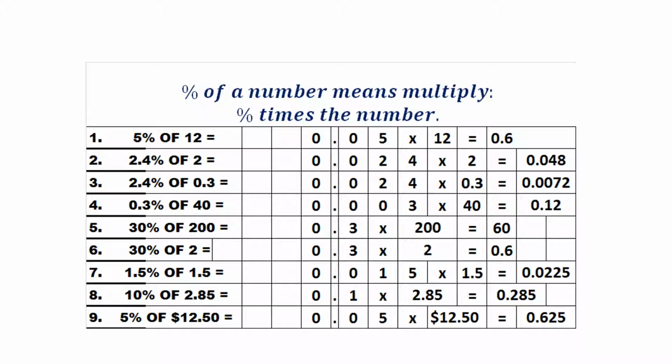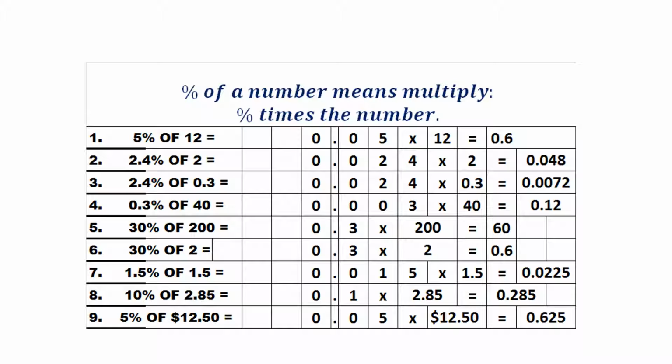Percent of a number means multiply. Percent times the number. Now, I got 9 problems. In the first, we're going to do 5%, 2.4%, 0.3%, 30%, 30%, 1.5%, 10%, 5%.